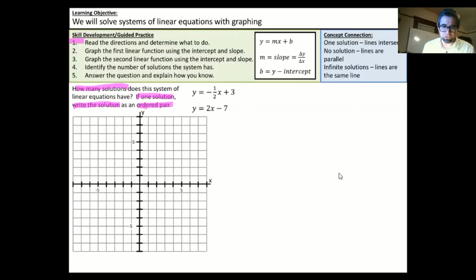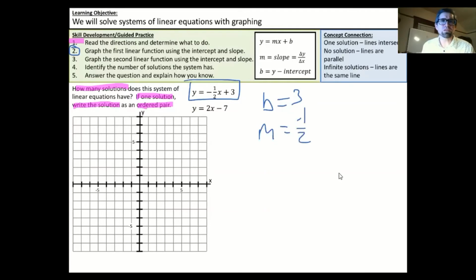Right, now I know what to do. Let's go through the steps. Step 1, graph the first linear function using the slope and the intercept. I'm going to use blue to graph this first equation. Now I'm going to identify the intercept and the slope. The intercept is always the number that's by itself, so I will label that with b is equal to +3. The slope is always the number that's next to the x variable. In that case, it is -1/2, so I have m equals -1/2.